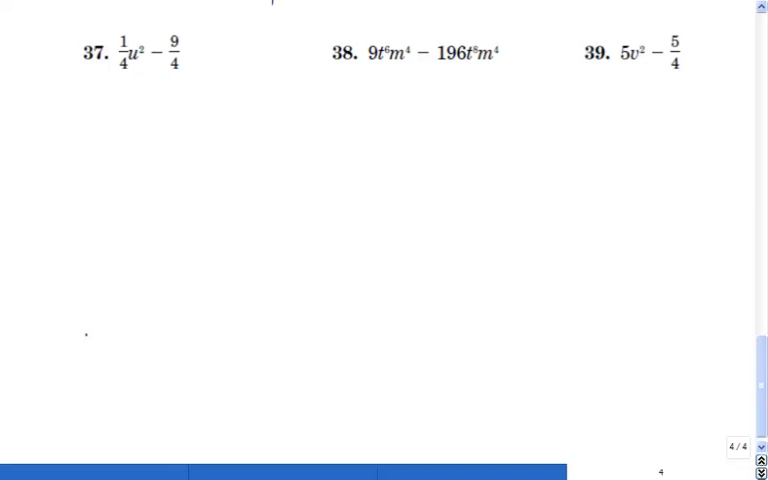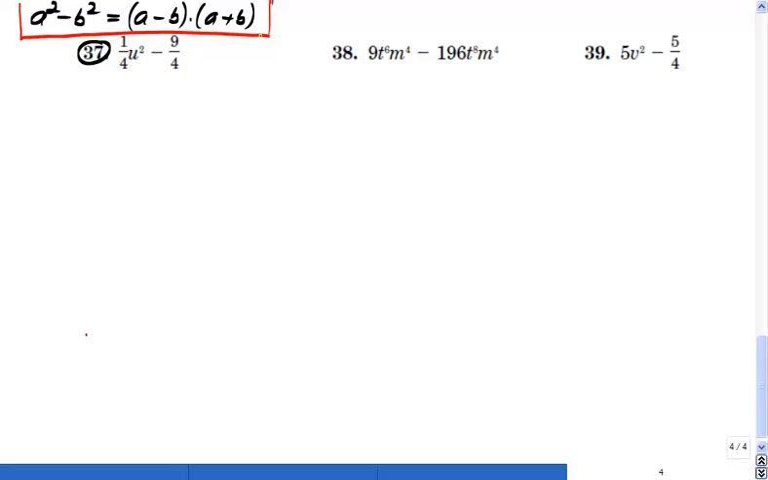Let's do a few problems factoring differences of squares. 37. Well, first of all, we're looking for an expression that will be like a squared minus b squared, which we know is the difference of two squares and could always be factored by the product of the difference and the sum of the two numbers, right? This is what we're looking for to get something like that.